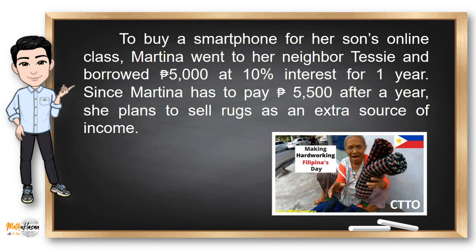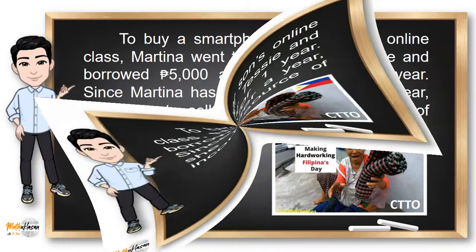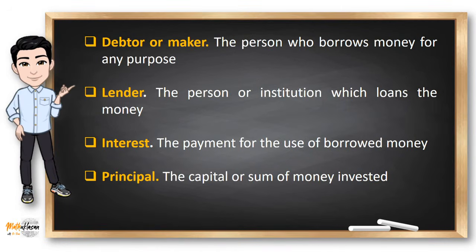Let's take a look at this example. To buy a smartphone for her son's online class, Martina went to her neighbor Tessie and borrowed 5,000 pesos at 10% interest for 1 year. Since Martina has to pay 5,500 after a year, she plans to sell rugs as an extra source of income. To understand the situation, we need to familiarize ourselves with these concepts.